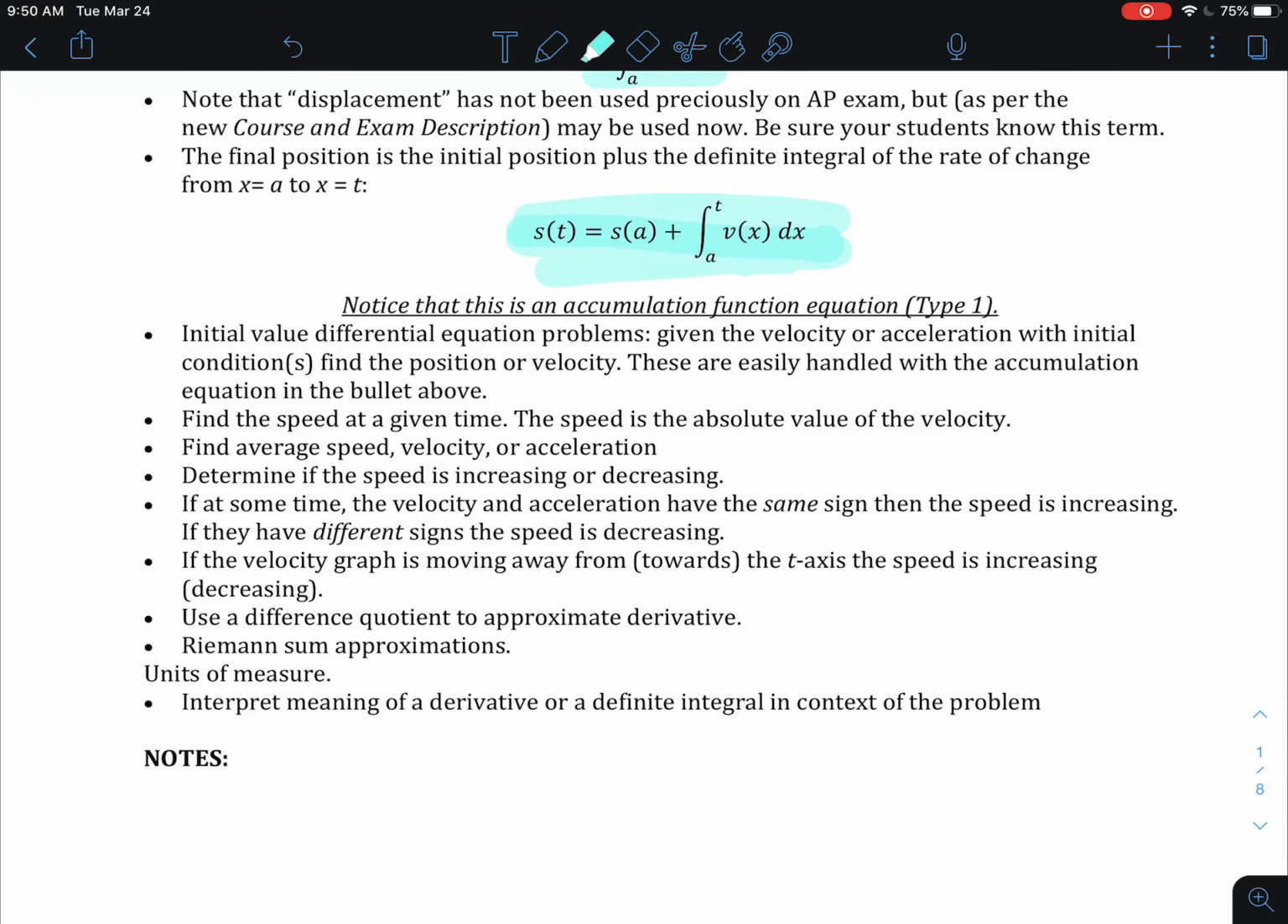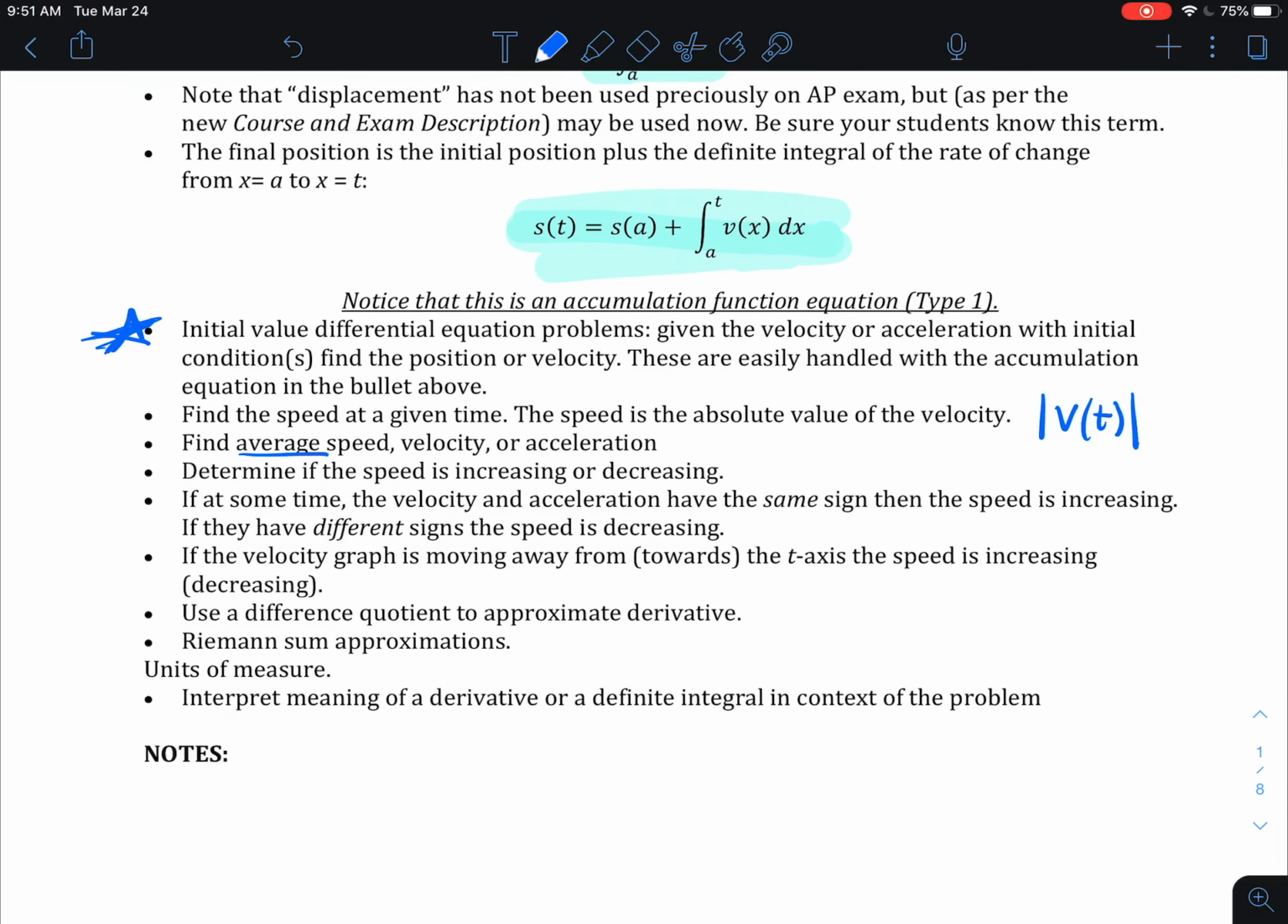Initial value differential equation problems. Given the velocity or the acceleration, this could happen. This is chapter 7 where we have that initial condition and you have to find the actual function. Find the speed at a given time. Speed is the absolute value of velocity, so we would take the derivative given position and then absolute value.